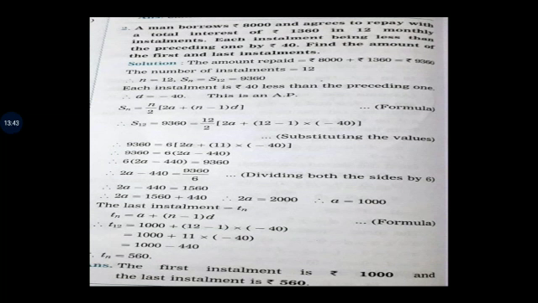Now see what you have to find. Find the amount of first and last installments. That means you have to make use of the formula T of n. T of n is equal to a plus n minus 1 into D. Now the value of a you got as 1000. So T12 is equal to 1000 plus 12 minus 1 into minus 40. So 12 minus 1 is 11, and 11 into minus 40 is minus 440. So 1000 minus 440, that is T of n, you got as 560.